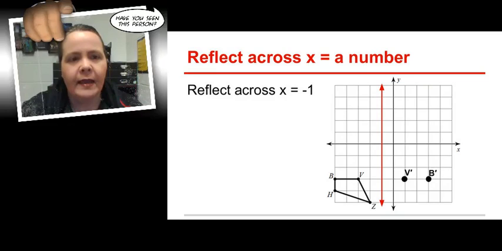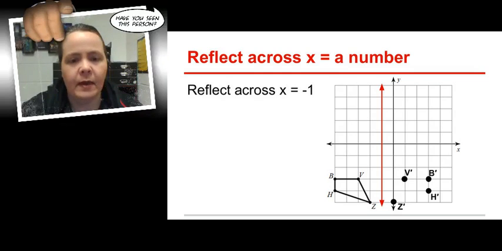All right? And then I'm going to look at B, and B is 1, 2, 3, 4 units from the x equals -1 line, and if I go 4 units to the other side of that line, I have B prime. And then I'm going to look at point H, and point H is also 4 units from that line. So I go 4 units to the right of x equals -1 and put my H prime point.